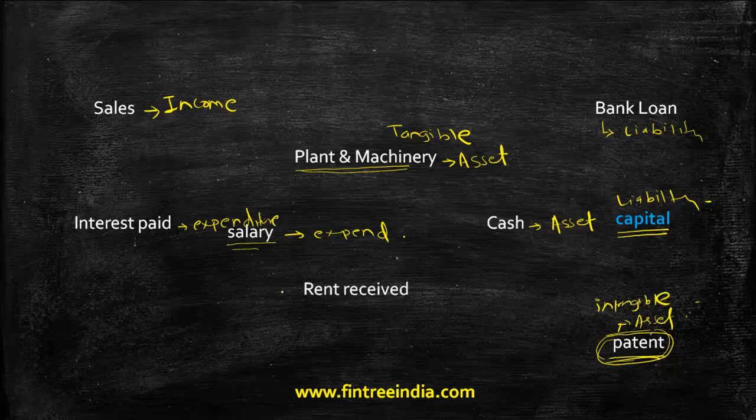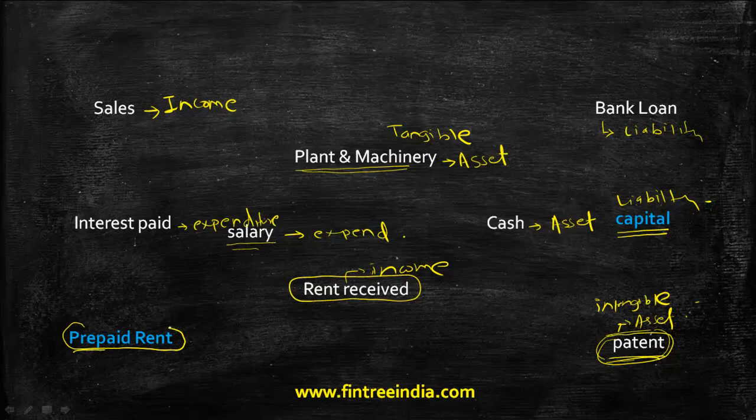Next item is rent received. Since we've received the rent, that means the business must have given some property on rent. Therefore, this is an income of the business. So rent received would be an income. And now the next and very important item called prepaid rent. Now rent received was classified as income. Had there been any rent paid, that rent paid would have been classified as an expenditure. But what is the meaning of prepaid rent?